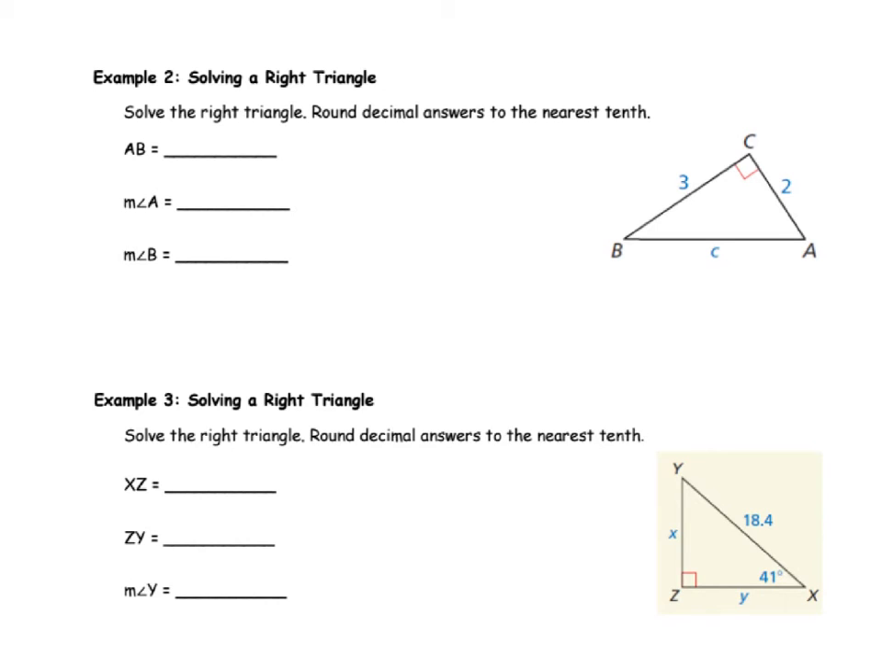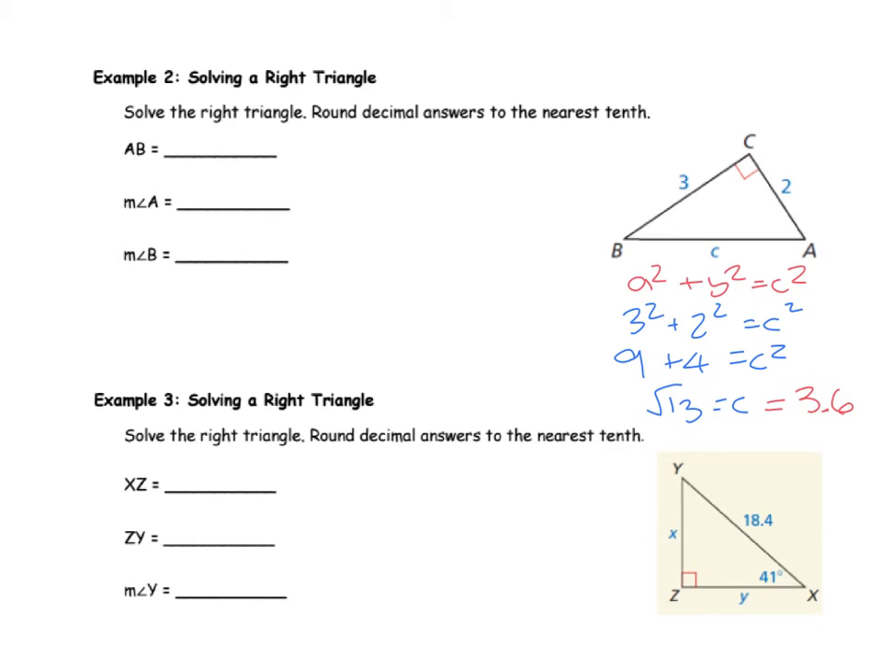All right, so for the next example, solving a right triangle, first thing we need to find is the measurement of side AB. The nice thing is we know this is a right triangle, so we can use the Pythagorean theorem because we're given two sides. So we have 3 squared plus 2 squared equals c squared. That's 9 plus 4 equals c squared. 9 plus 4 is 13, and then I have to take the square root of 13 to get c by itself, and you end up with 3.6 if we're going to round to the nearest tenth.